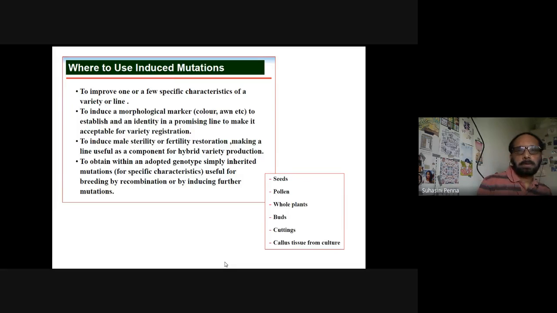This will have some of the points which I have already talked about. A way to use induced mutations is to improve one or a few specific characters of a variety, an allied variety. To induce a morphological marker, it could be color, into a promising line to make it more acceptable for registration and release. To induce male sterility, or to obtain within an adapted genotype some kind of changes which will bring in more applicability. And one can use different explants, like seeds, pollen, whole plants, buds, cuttings, or in vitro cultures.